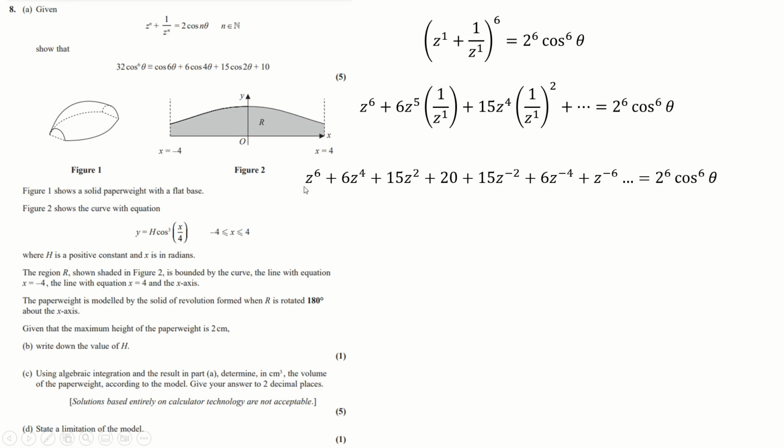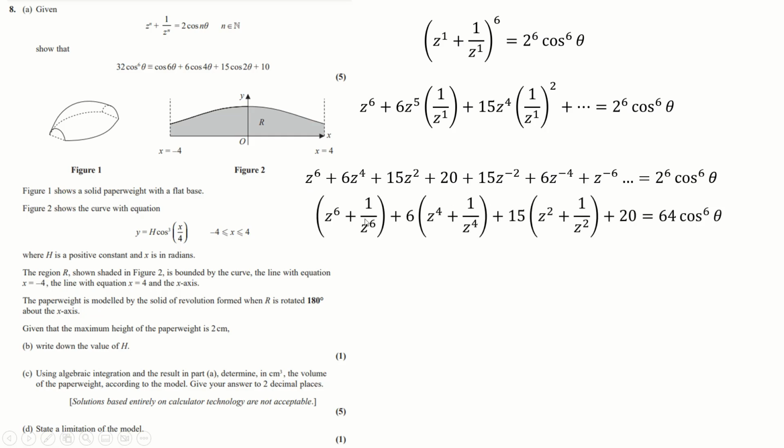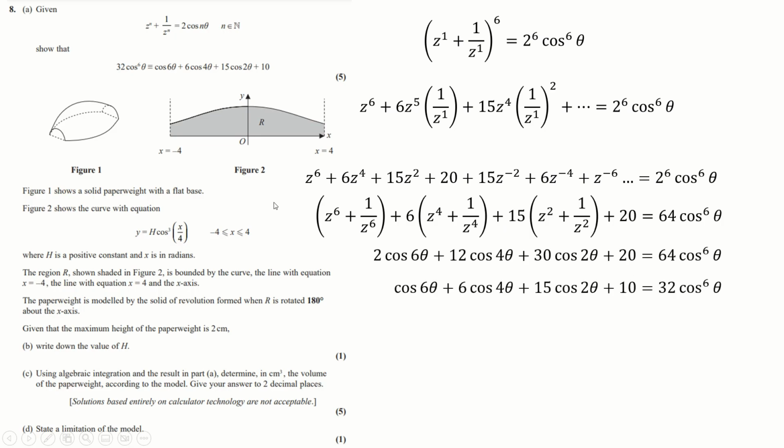Now what you do is you group together the 6 and the minus 6, the 4 and the minus 4, the 2 and the minus 2, and leave the 20 alone. You can write the minus 6 as this again, and when you look at this, this just equals 2 cos 6 theta, because n has become 6. So that's 2 cos 6 theta, that's 2 cos 4 theta, that's 2 cos 2 theta, the 2s can be multiplied by the 6 and the 15, and you end up with this. Divide everything by 2, and you get the result I think they wanted.